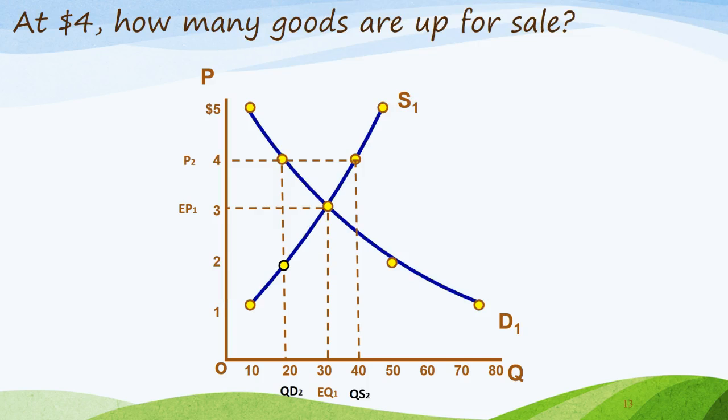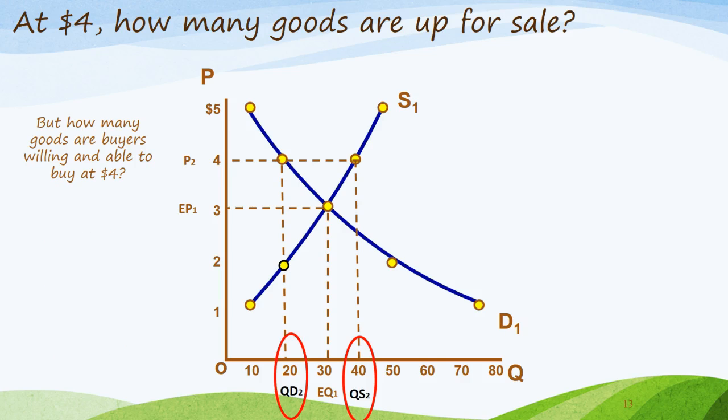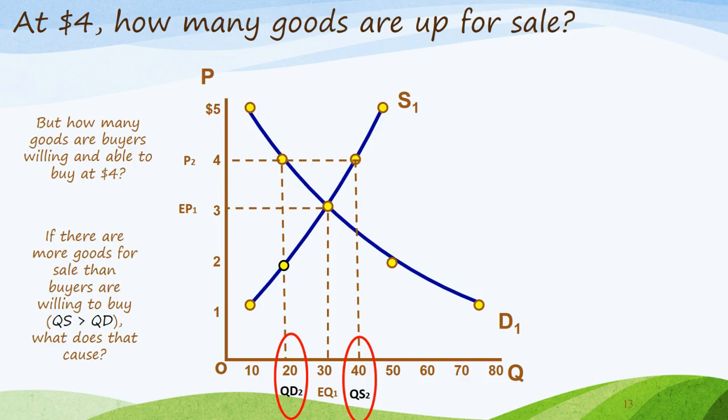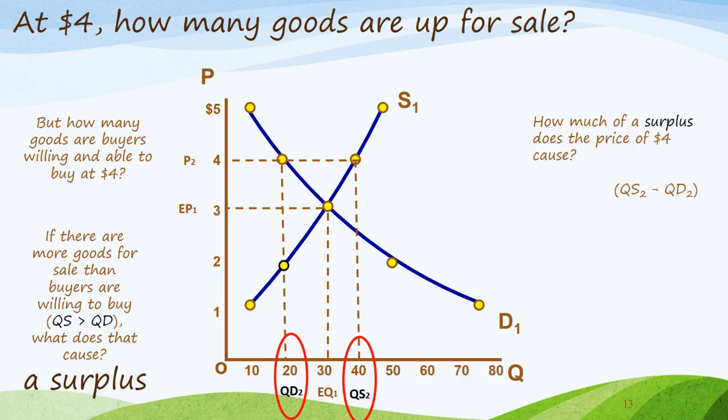Now, according to this graph, how many goods are up for sale? 40. But how many goods are buyers willing and able to buy at $4? 20. Okay. So if there are more goods for sale than buyers are willing to buy, meaning quantity supplied is greater than quantity demanded, what does that cause, according to what you learned from the video? A surplus. So this is a graph of a surplus. How much of a surplus does the price of $4 cost? You would take quantity supplied and subtract quantity demanded. How much more is being supplied than people want to buy? We have a surplus of 20 goods.